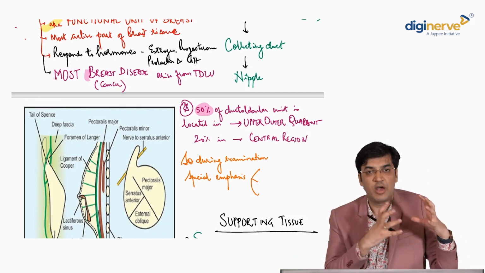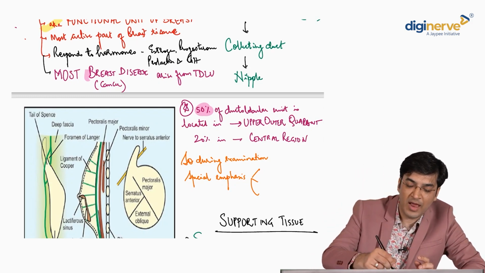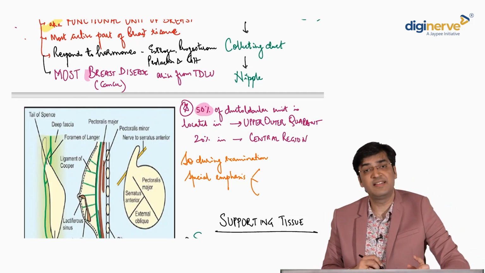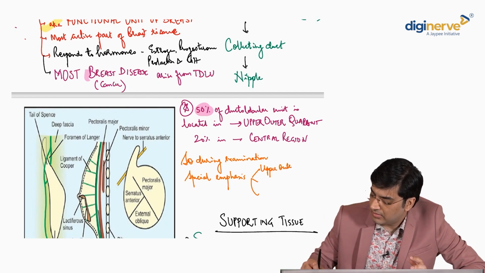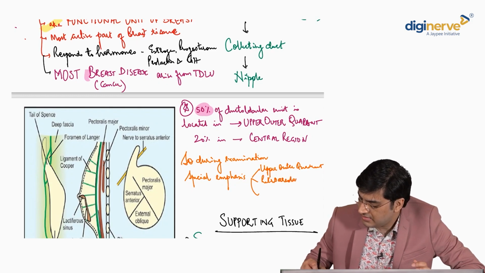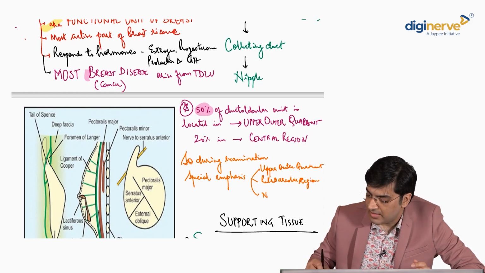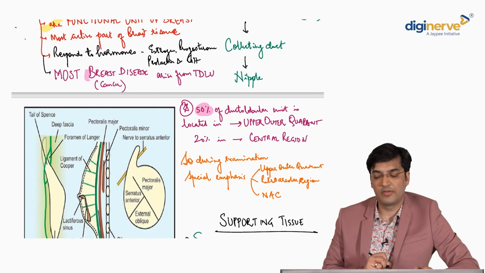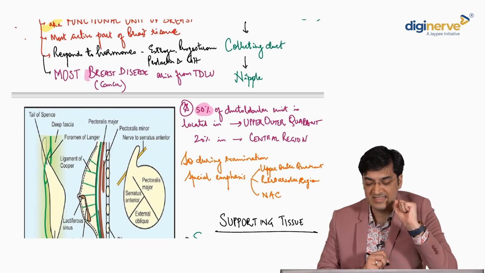So, because the majority of the breast tissue is present in these two regions, what will be the areas where you have to put special emphasis when you are doing breast examination? Again, it would be the upper outer quadrant. It will be the retroareolar region, and it will be the nipple-areola complex. Okay, so these three are the regions in which you have to pay special emphasis while doing breast examination.